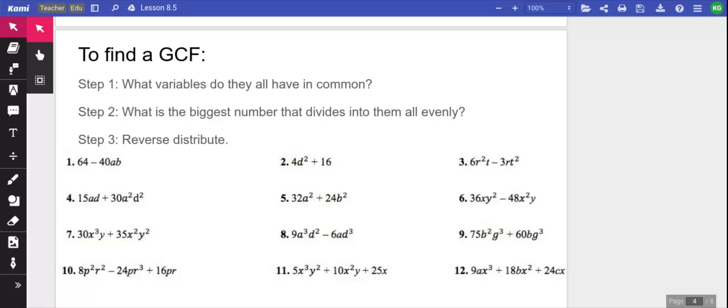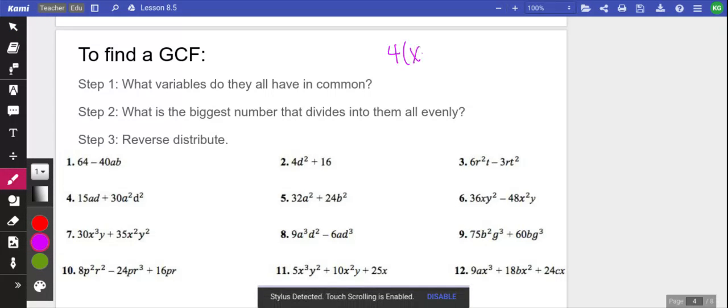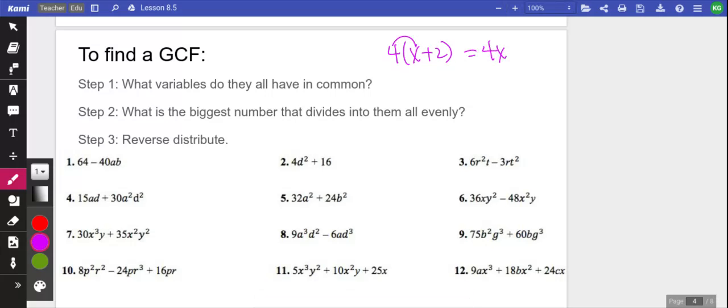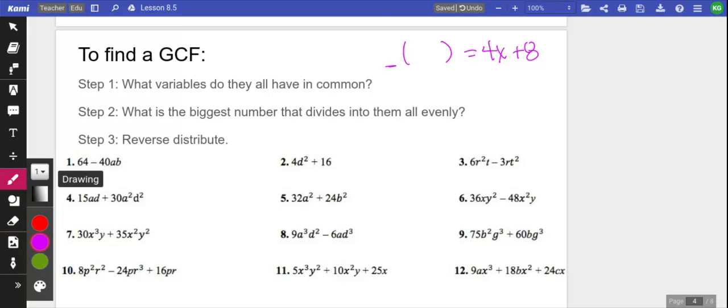Before, we always had a number outside the parentheses and a binomial or a trinomial inside, and we were taking the 4 times x to be 4x and the 4 times 2 to be 8. So now we're given the 4x plus 8, and we're trying to figure out what was the greatest common factor and what was the binomial here.